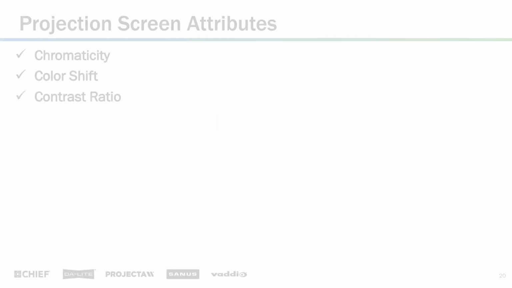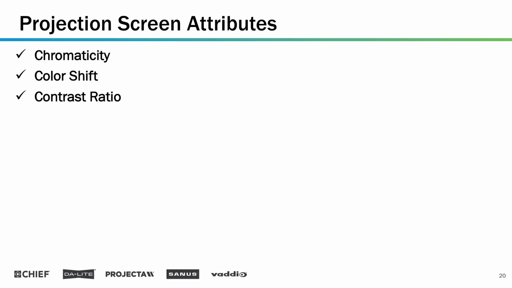The next one we'll look at here is contrast ratio. So contrast ratio is a term that hopefully a lot of you already know. It's basically the difference between your whitest white, your blackest black, your brightest bright, your darkest dark in the system. The differential between those two is the contrast ratio of the system itself.